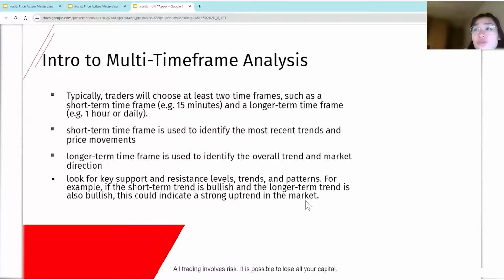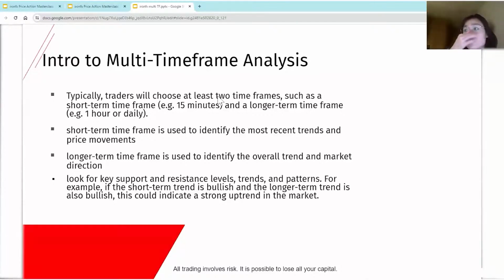So like I mentioned, we don't go below 15 minutes because it's kind of... how can I set YouTube? Okay. So let me get into that in a bit. But basically we don't go below 15 minutes because the charts tend to be a little bit too messy on those time frames.